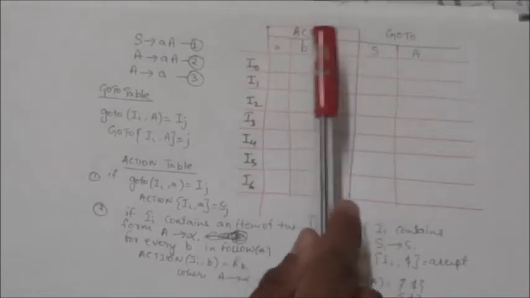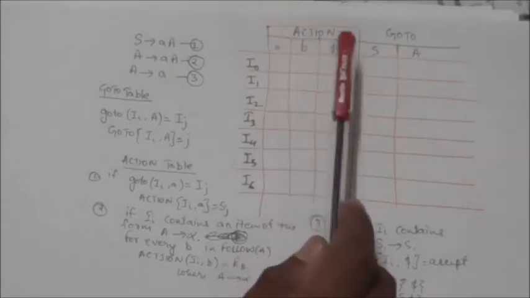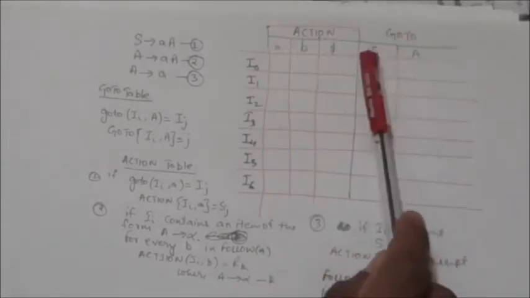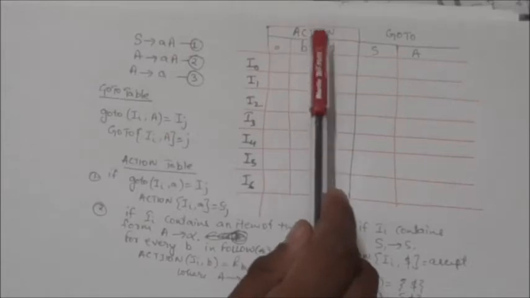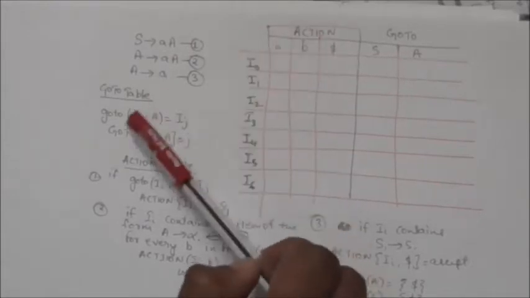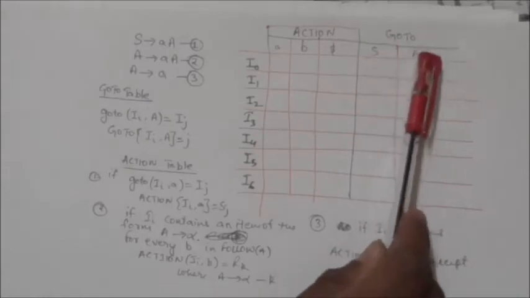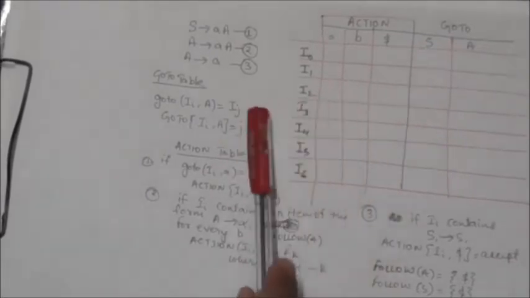Now in action table, what happens? The columns are labeled by the terminal symbols and dollar symbol. But in go to table, columns are labeled by non-terminal symbols. So in this grammar you can see that there are only two terminal symbols, A and B, right? And there are two non-terminal symbols, S and A, right? Now how do we construct this go to table?